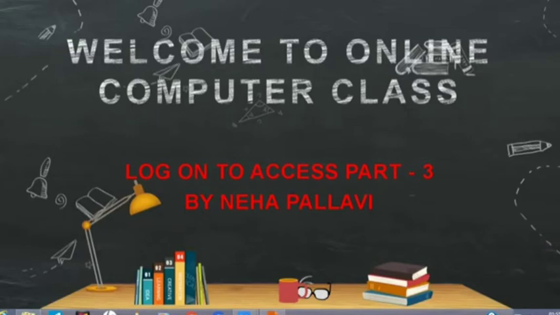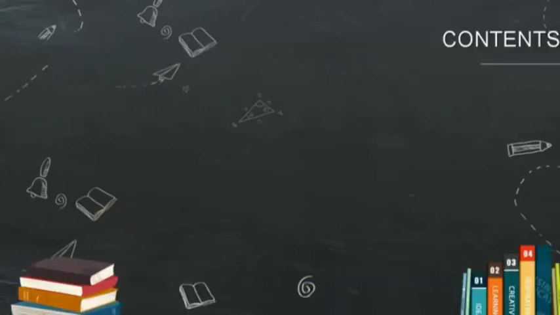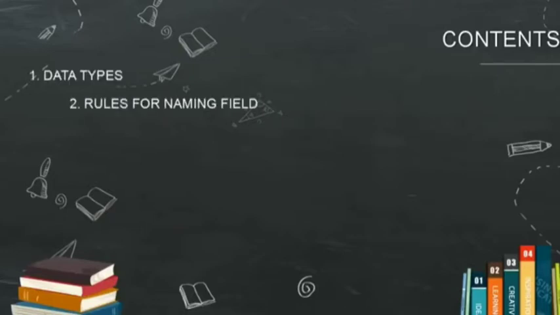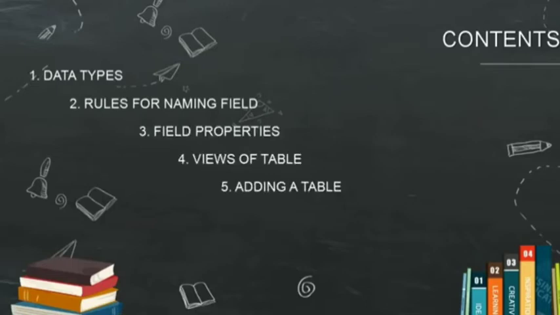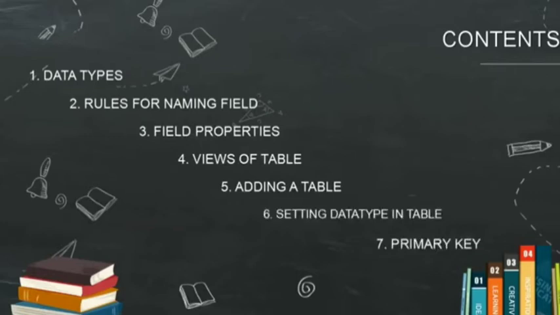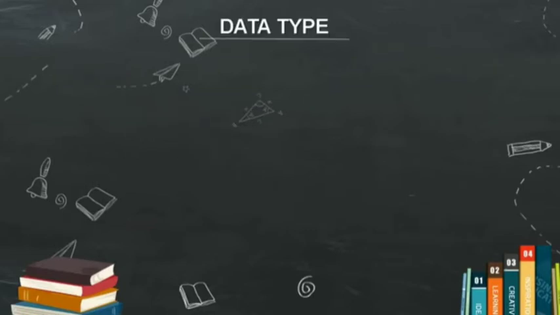In part 2, we learned about the components of Access, creating a database using templates, and creating a blank database. Now, in this part, we will learn about data types, rules for naming a field, field properties, views of a table, adding a table, setting data type in a table, and primary key. Now let's understand the concept of data type.